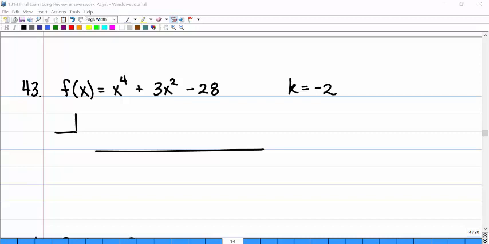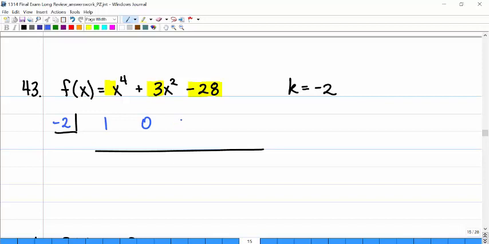Number 43 gives the polynomial f of x equals x to the fourth plus 3x squared minus 28. And it asks if the value -2 is a 0 of that polynomial. So I need to do synthetic division, put -2 in my half box, put the coefficients of the polynomial out front. And I notice that x to the fourth has a coefficient of 1. There's not an x cubed, so I have to put a placeholder of a 0.